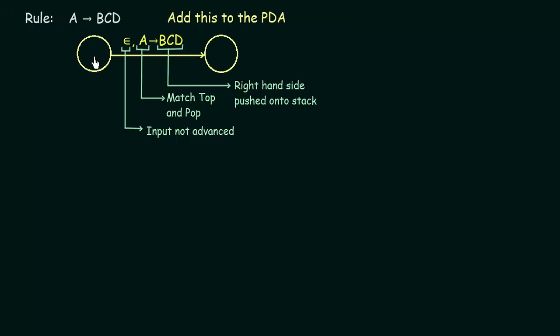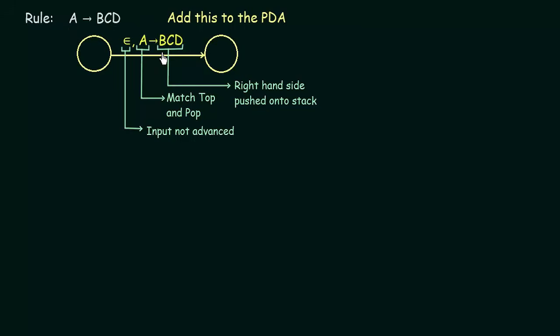So we have one state here and we have another state here. This is epsilon because the input is not advanced. You don't have to advance the input. And then if you are seeing A here, you have to match it to the top of the stack. If it is matching the top of the stack and the rule, then you can pop it, and then you have to push BCD onto the stack. This is the right hand side of the rule, and that is pushed onto the stack. Alright, so this is how you do it if you have a rule of the form A gives BCD, and if this is the topmost element of the stack.